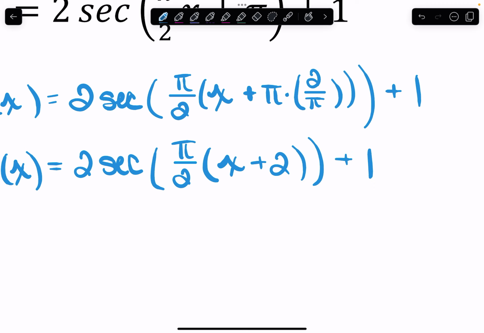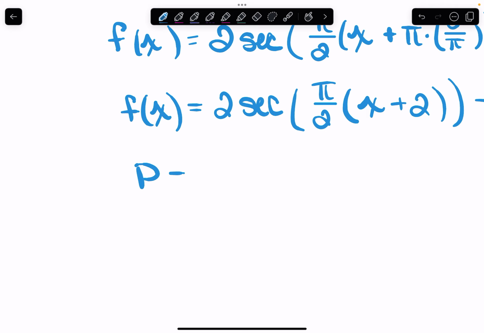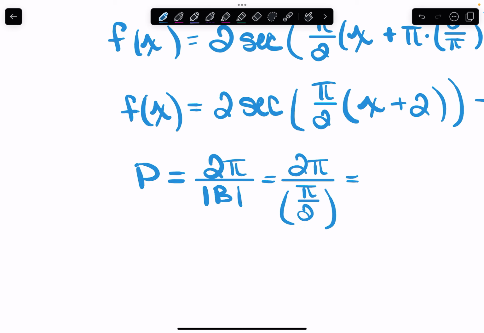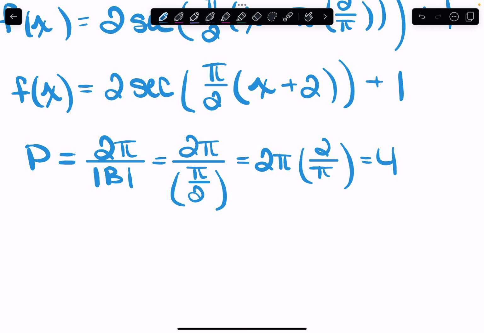All right, period. Like I said, we're using cosine, 2 pi over b. So 2 pi divided by pi half. Keep it, change it, flip it. So that's 2 pi times 2 over pi. Pi's drop and we get 4.